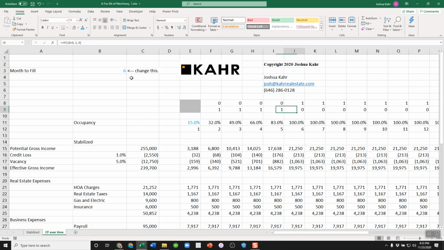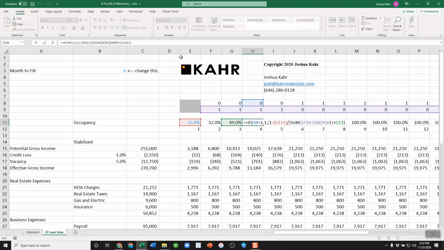So basically, once we get to month six, we have nothing but ones. Before month six, we have nothing but zeros, and then I put ones here. Now you may wonder why I put the ones here, like why I just didn't do zeros and then ones. Why am I having this second line of ones and then zeros? The reason is because of what I put in here. I said, if H8 equals one, then one.